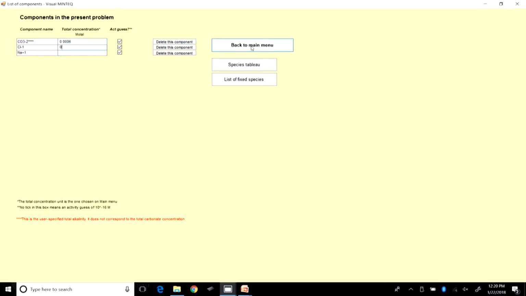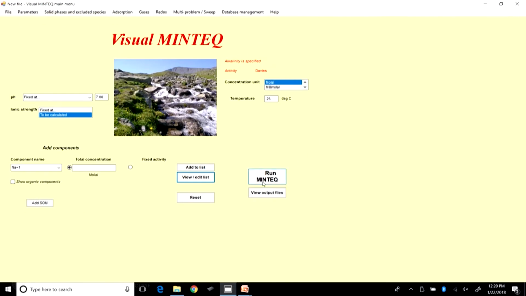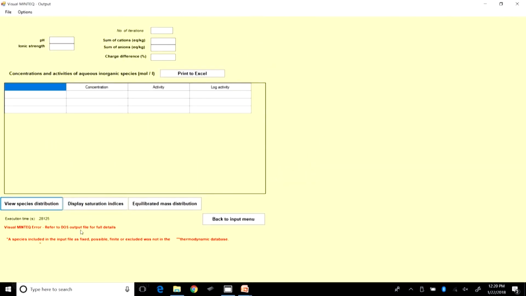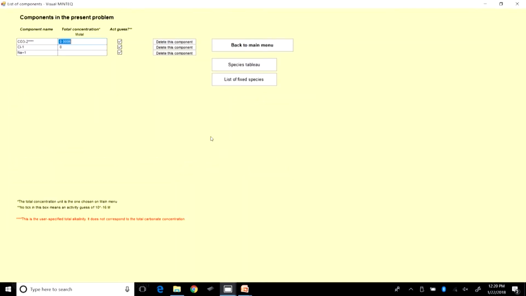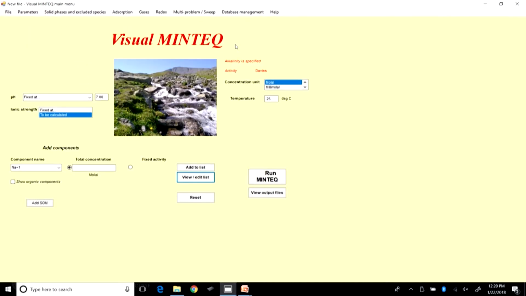And let's see if we can let the system guess. Again, Visual MINTEQ lists species including the input file as fixed, possible, finite, or excluded, or was not in the thermodynamic database. So let me understand the system here. Okay, so CO3 2 minus, Na plus, back to main menu.